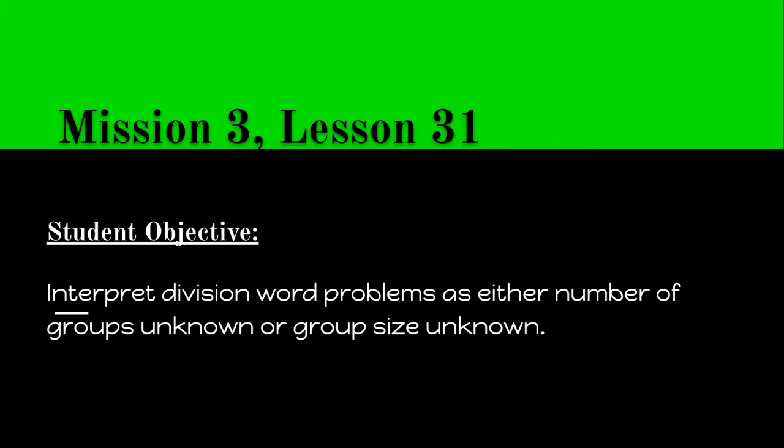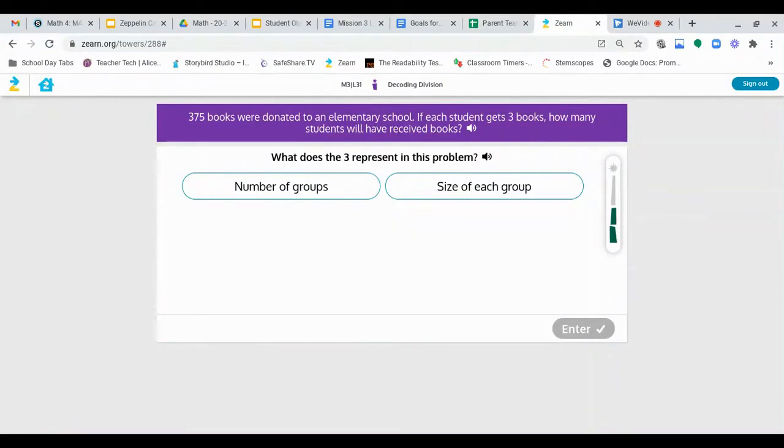We're going to jump into the last part of the Tower of Power so you can understand what they're really asking here. Here is one such problem, directly from the Tower of Power. It says 375 books were donated to an elementary school. If each student gets 3 books, how many students will have received books? And it wants to know, what does the 3 represent in this problem?